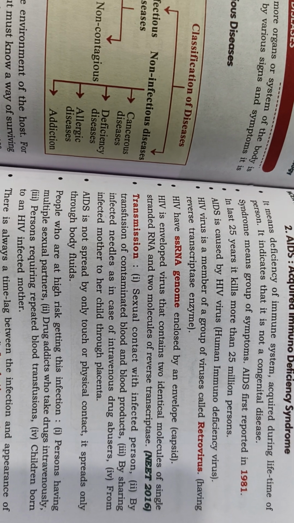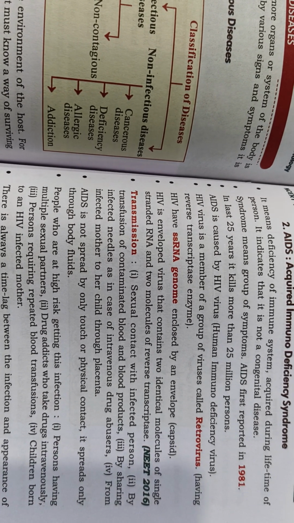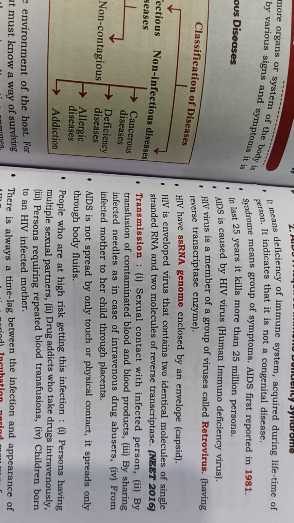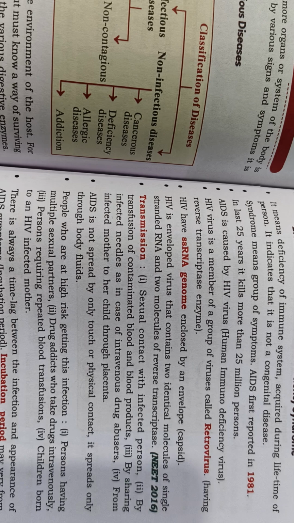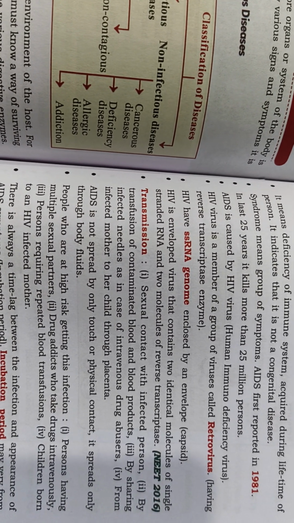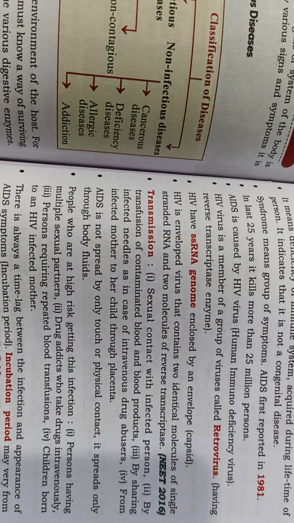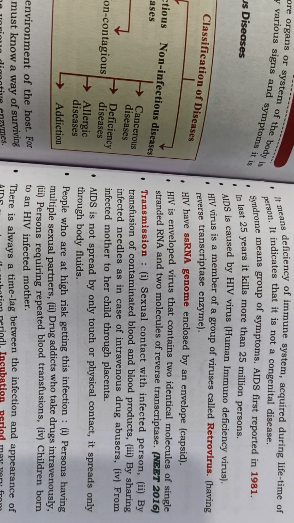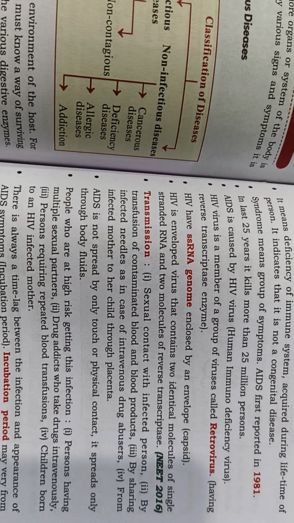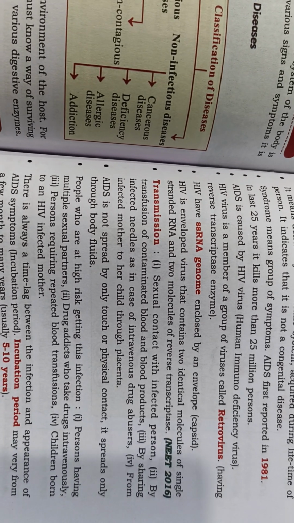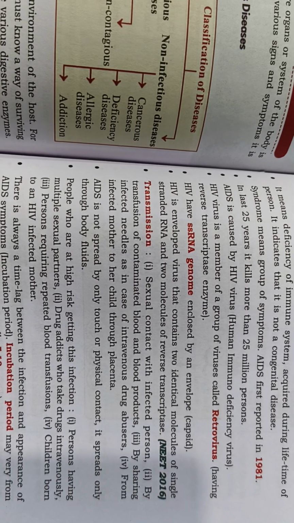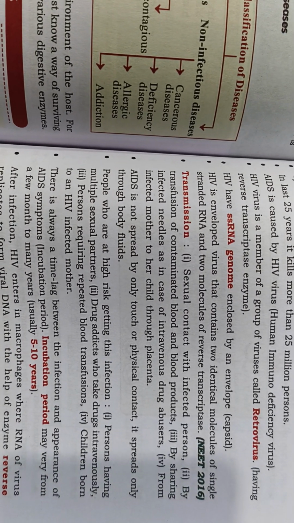AIDS is caused by the HIV virus, that is, human immunodeficiency virus. HIV is a member of a group of viruses called retrovirus, having reverse transcriptase enzyme. So what are retroviruses? Those which have reverse transcriptase enzyme. HIV has an ssRNA genome enclosed by an envelope known as capsid. HIV is an enveloped virus that contains two identical molecules of single-stranded RNA and two molecules of reverse transcriptase. It was asked in NEET 2016.